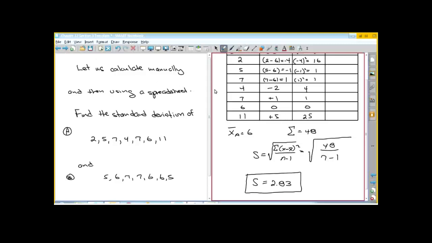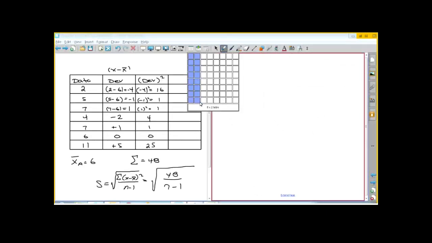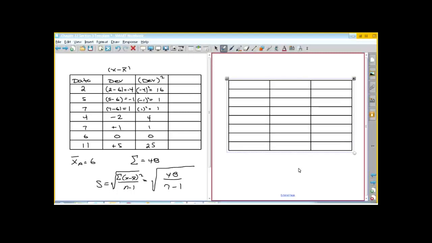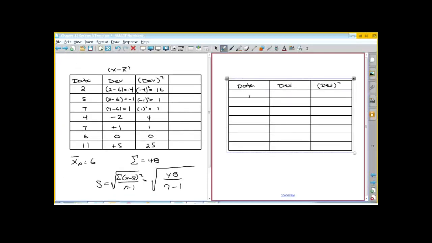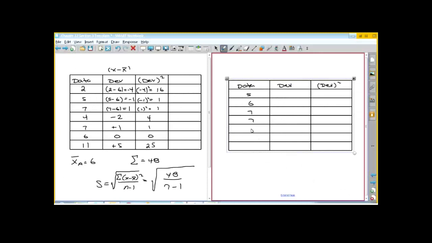So I'm going to do the second set of data, and we're going to do the same calculation with that data. So I'll make up another table. I will only make it 3 columns wide since I didn't end up using that third column. So again, we have our data column. We have our deviation column. And we have our deviation squared column. So our other set of data was 5, 6, 7, 7, 6, 6, 5.